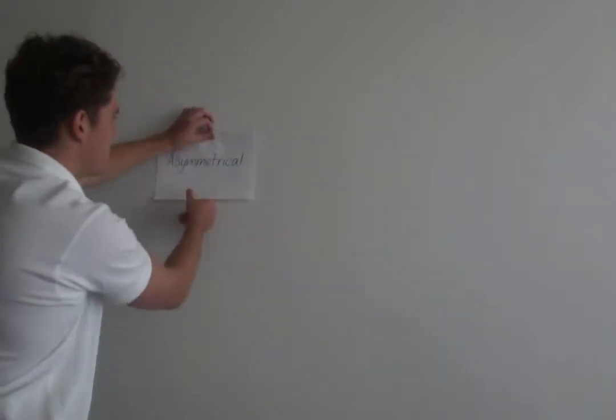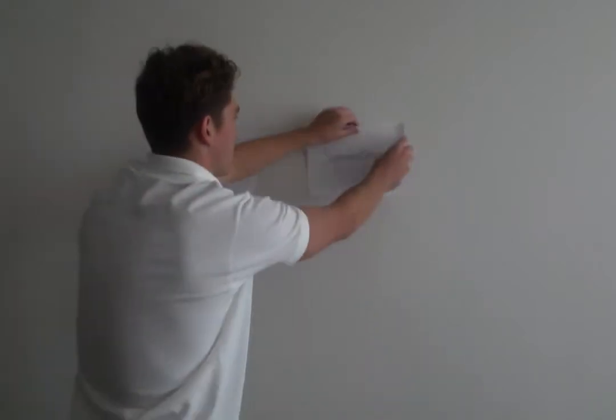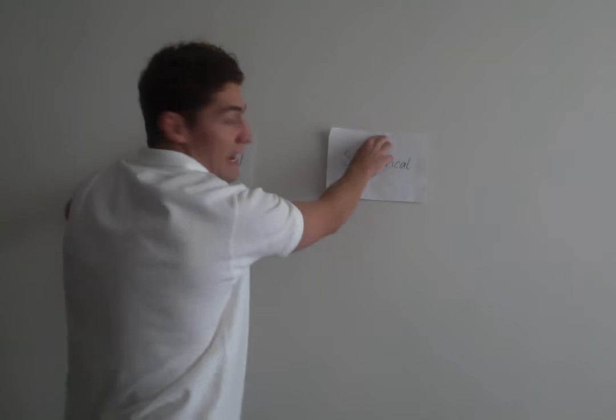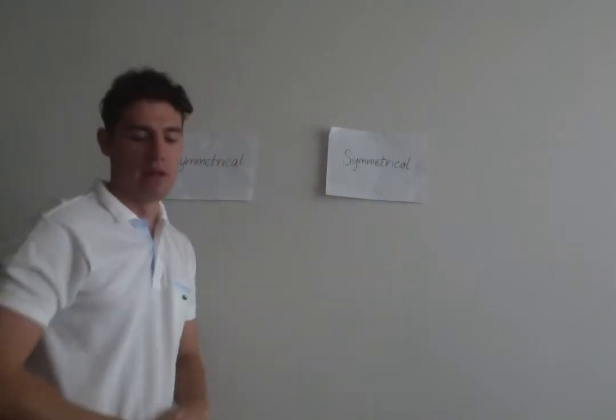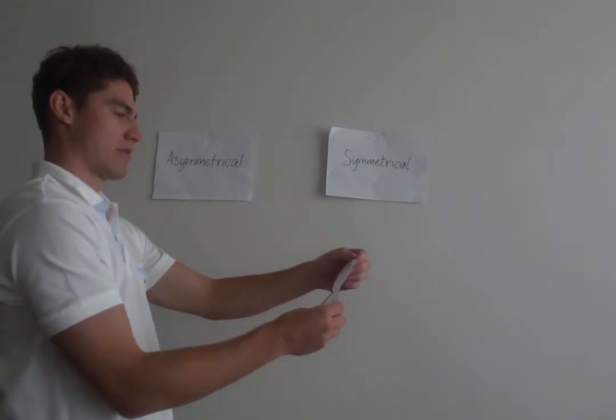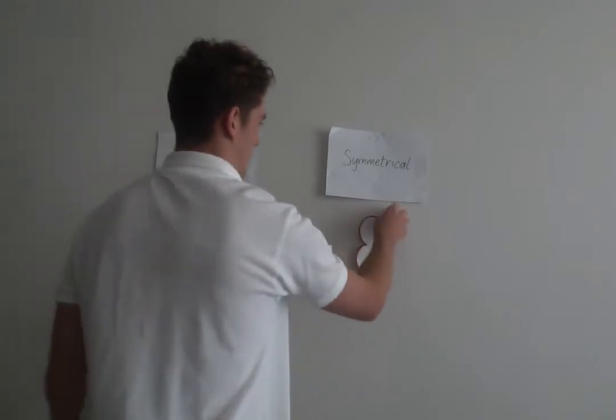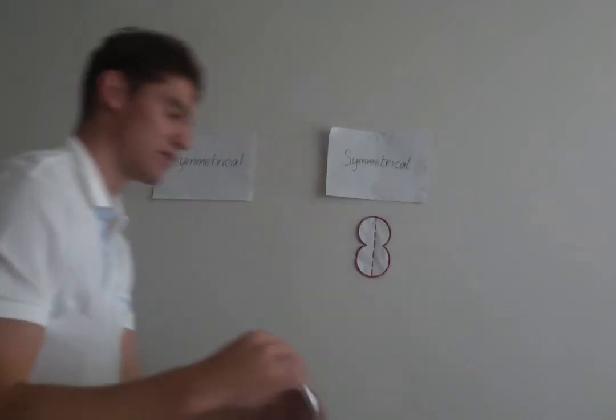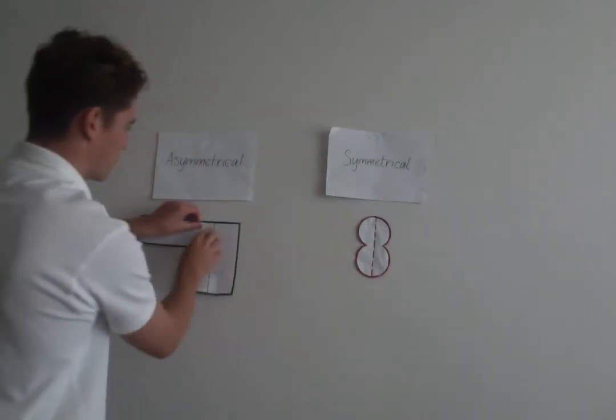Both sides don't match. So as you can see here, a rhombus, when folded in half, both sides don't match. So for this part of the lesson, I'll place an asymmetrical sign on the board with also a symmetrical sign on the board. I'll have different shapes laid out on the table, and the students will come through, pick up a shape, look at the shape, and place it in either the symmetrical or the asymmetrical part.